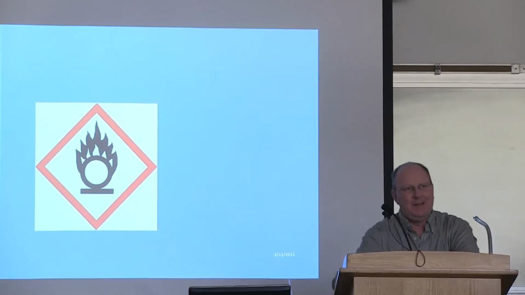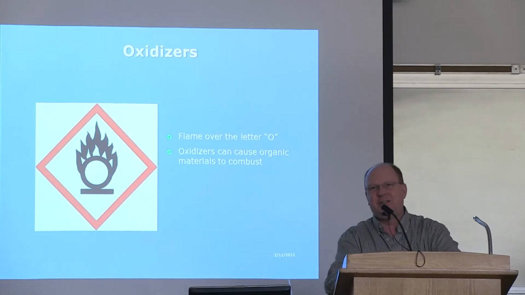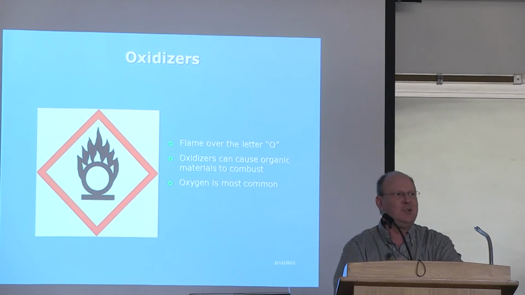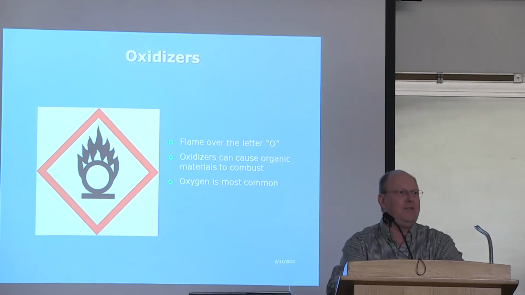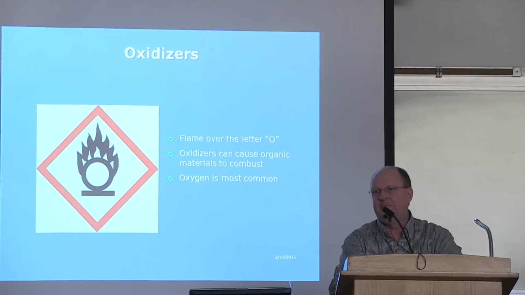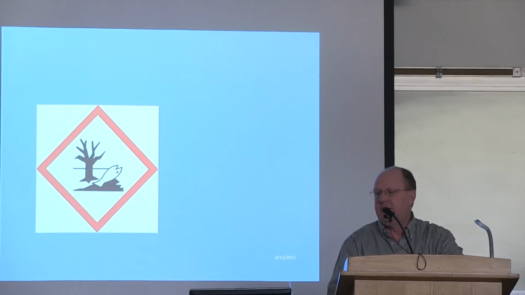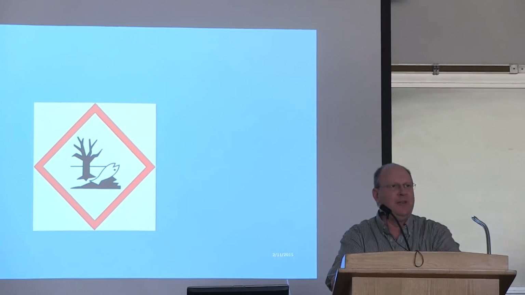An O with flames coming out the top means it is an oxidizer. Oxidizers do what in life? They take oxygen away from everything else so they can survive. That's their main purpose in life. Okay, they love oxygen. A dead tree and a dead fish, what do you think that would mean?